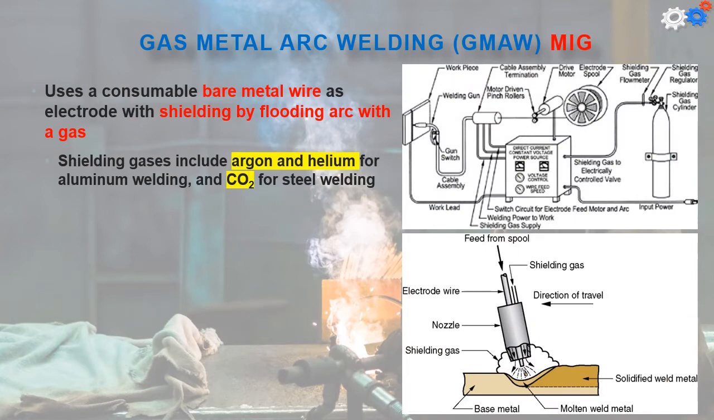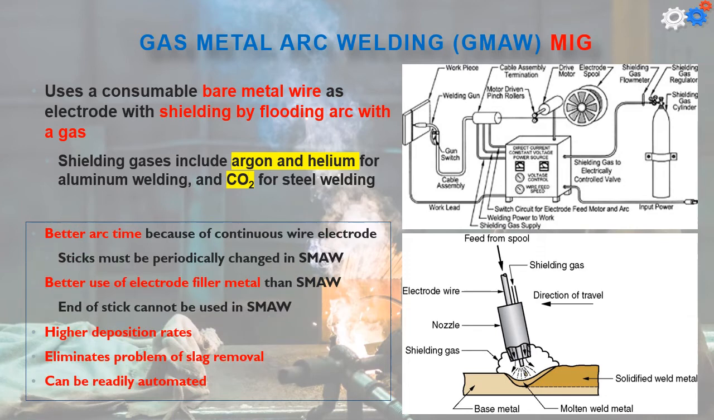Gas metal arc welding uses a consumable bare metal wire as an electrode, with shielding by flooding the arc with gas. The shielding gases include argon and helium for aluminum welding and CO2 for steel welding.